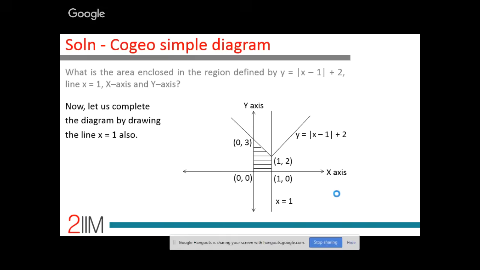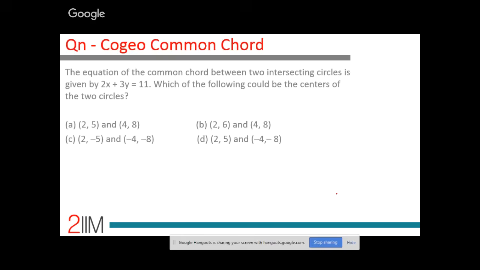Let's go to the next one. Again, a very common type of question. So give it a read. We'll discuss this. This kind of question is very common. It's one unit of coordinate geometry, but otherwise very easy.